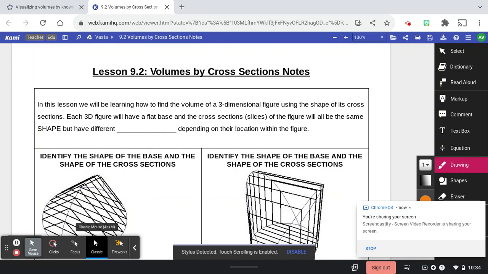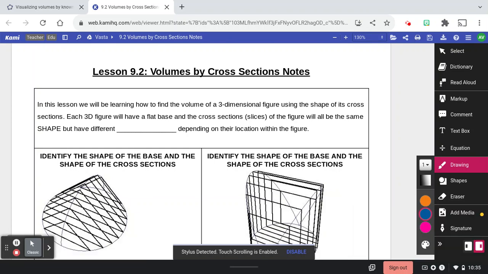Hi everybody, and welcome to the video for lesson 9.2, which is all about finding the volume of a shape using a cross section. The first thing I'm going to do is explain what this video is all about, but then I want to actually go to a different website and show you a visual of what we're doing here. So I think it'll make what's going on in these notes make a little bit more sense.